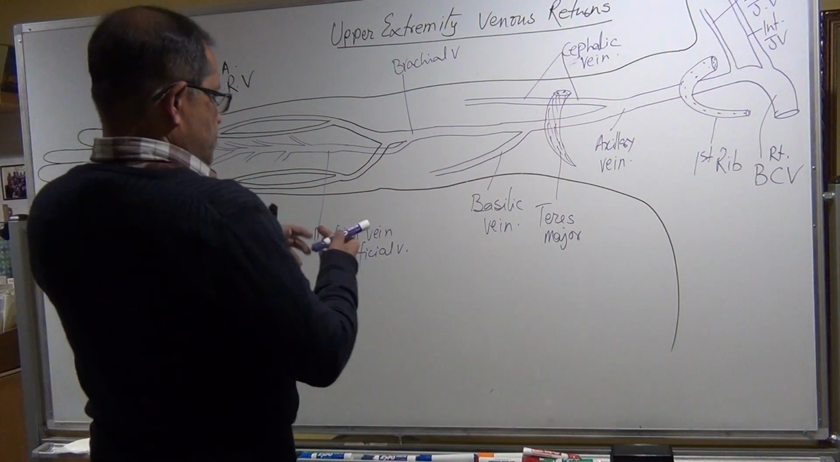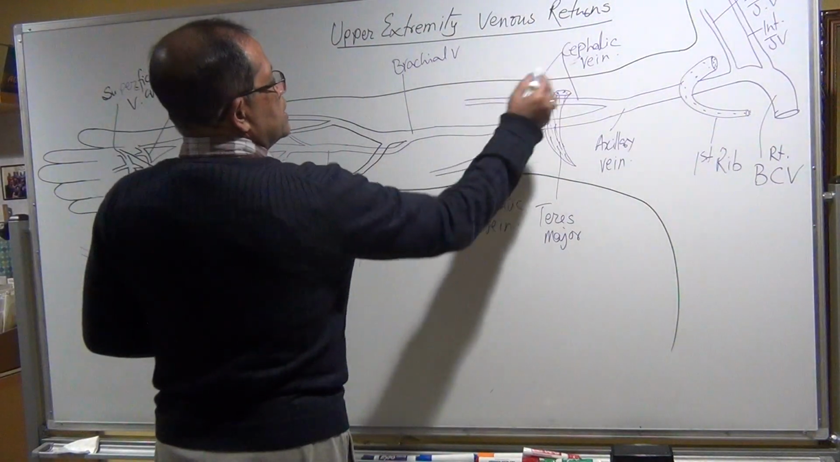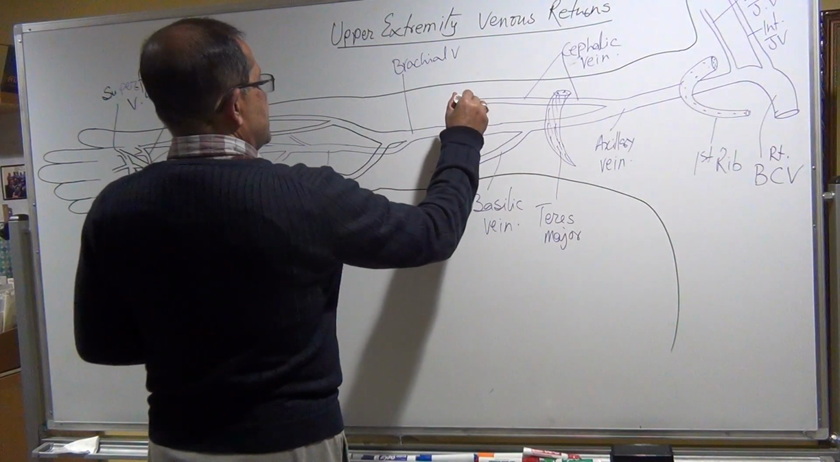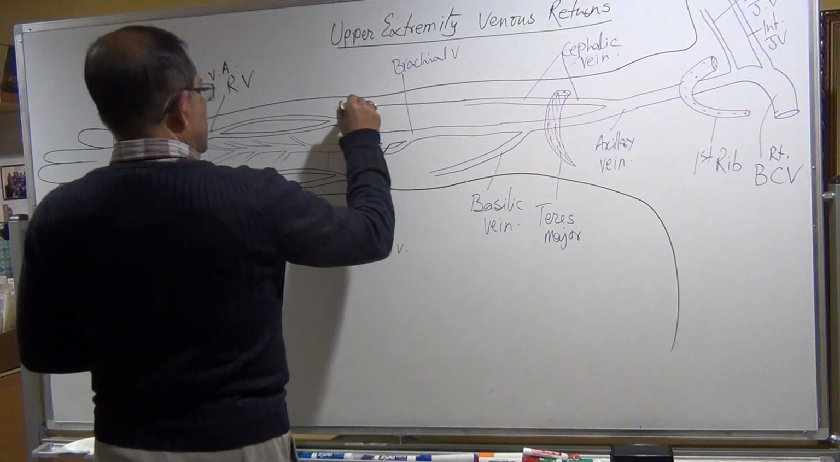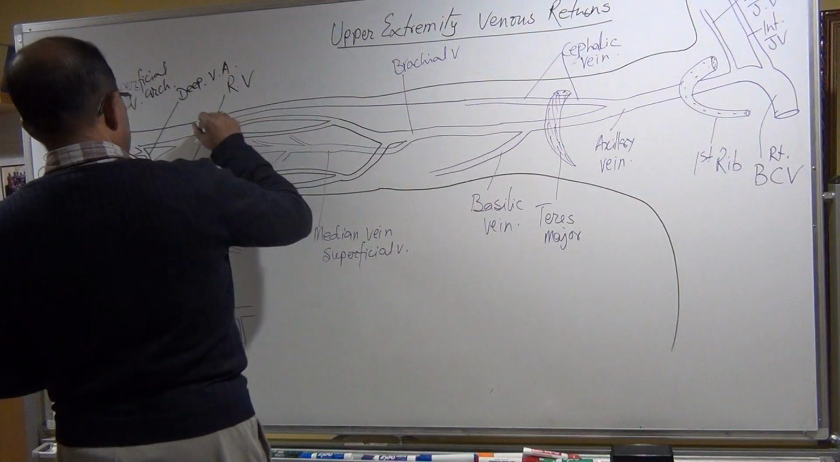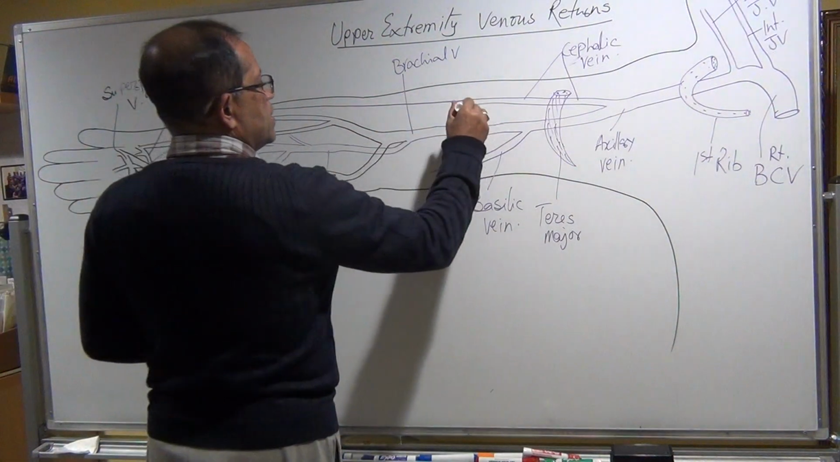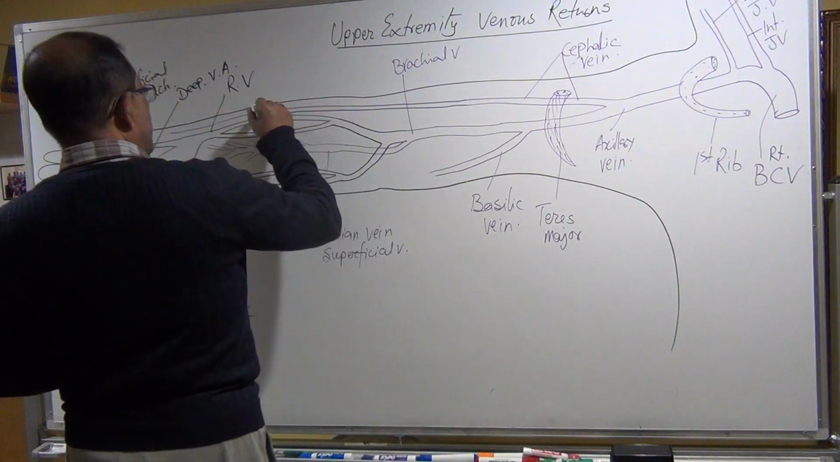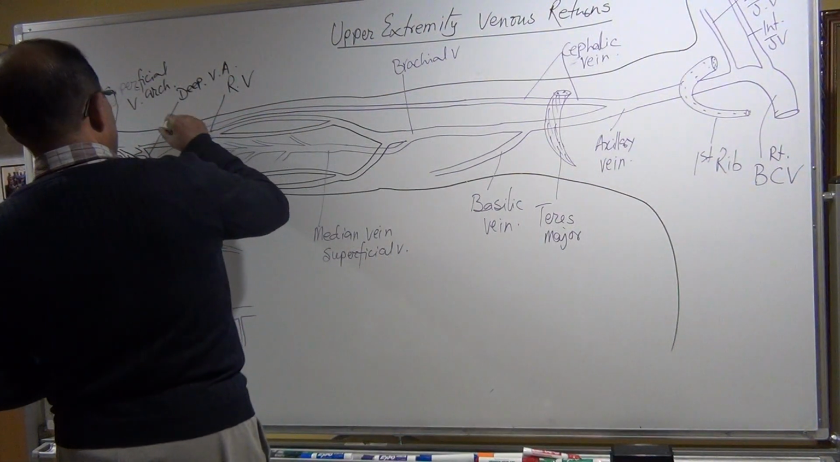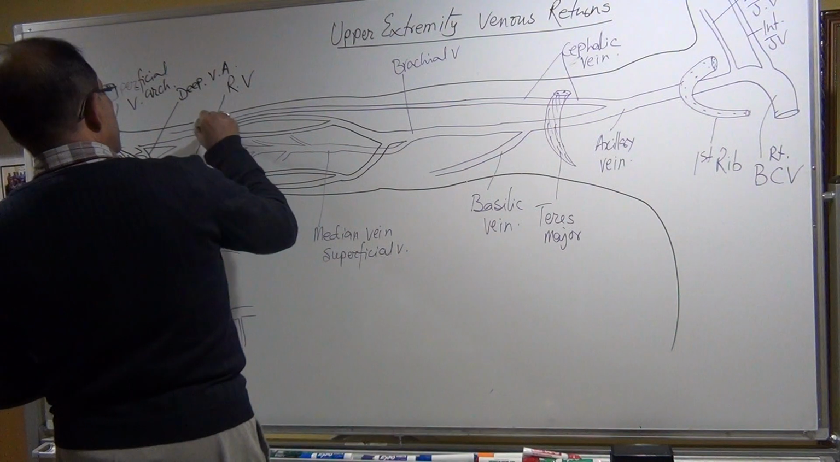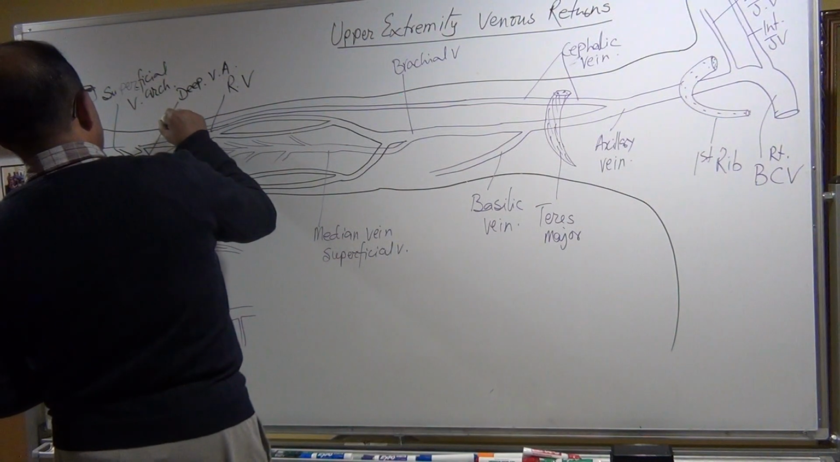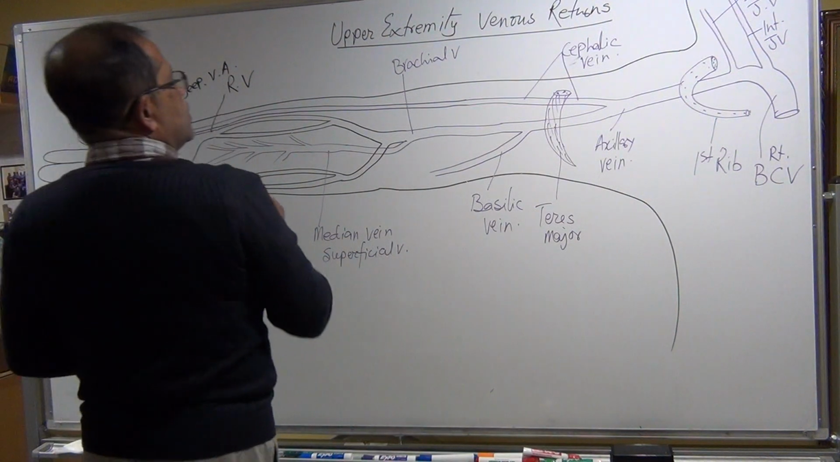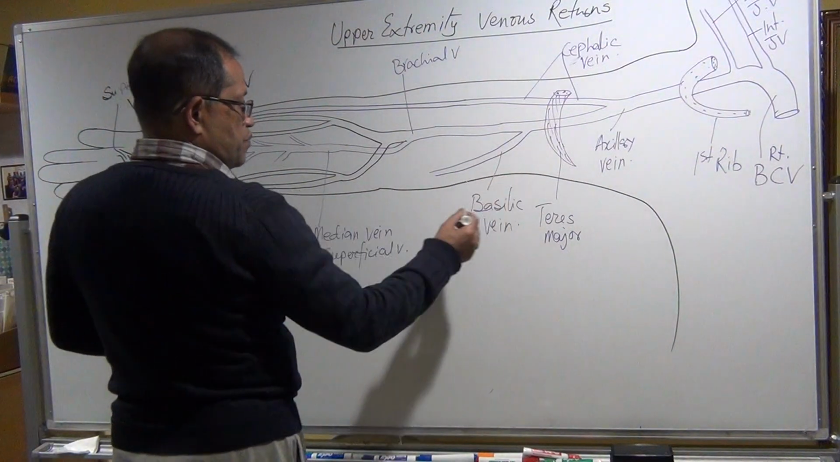Okay? So now, just showing you that this is cephalic vein, and the cephalic vein is here. Okay, and this is basilic vein.